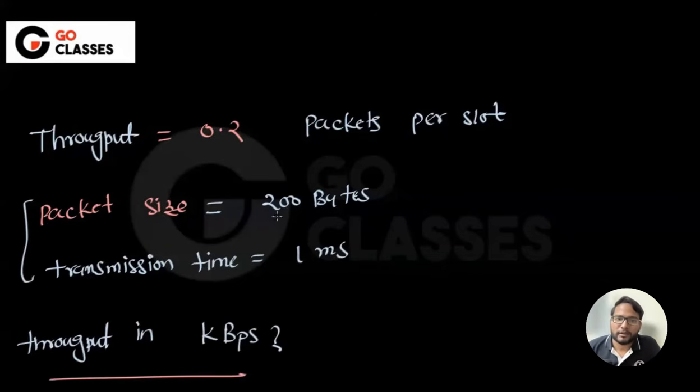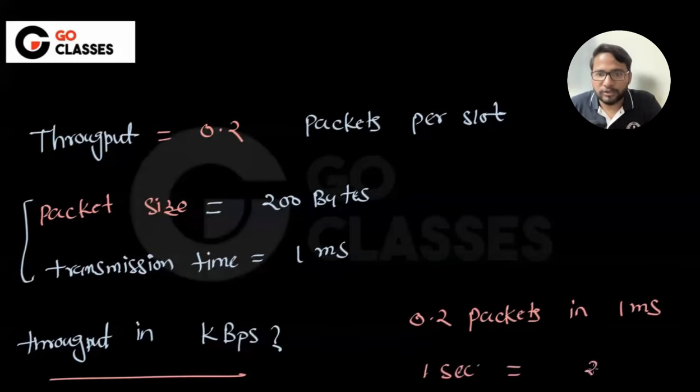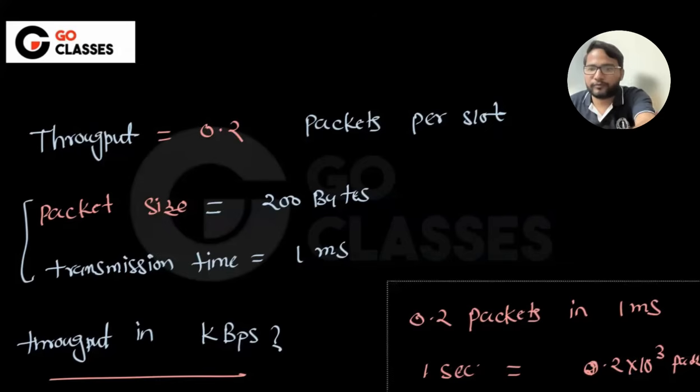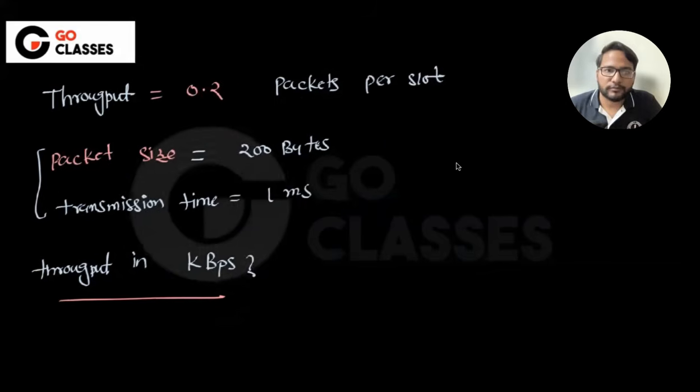Just tell me. See, this is 0.2 packets you are sending in 1 millisecond. So in 1 second, how many packets will you be sending? In 1 second, you will be sending 0.2 into 10 to the power 3 packets. Is this okay to everyone? So this is packets per second, but I want it in kbps. Let me go to the next page and solve this question.